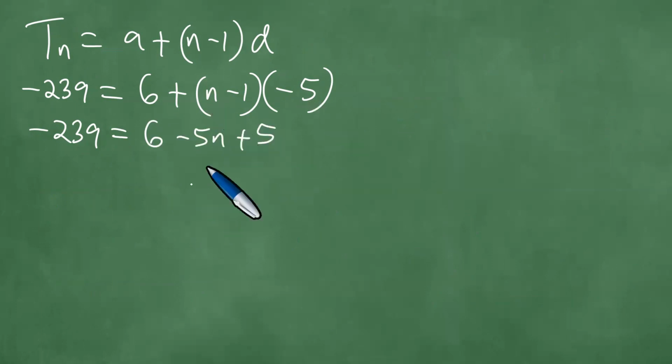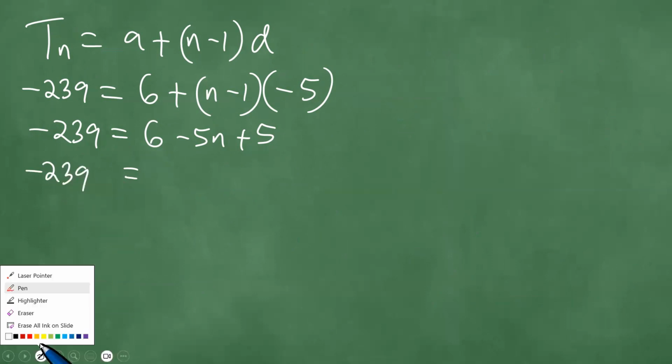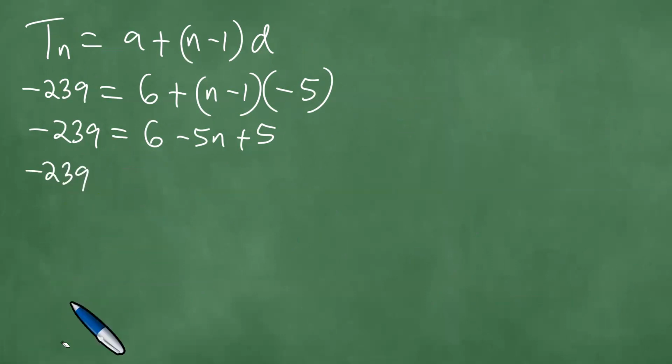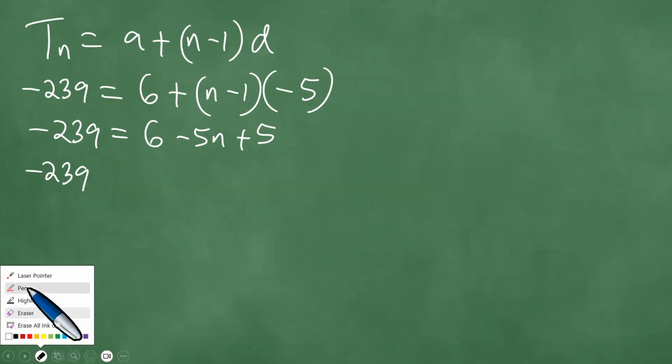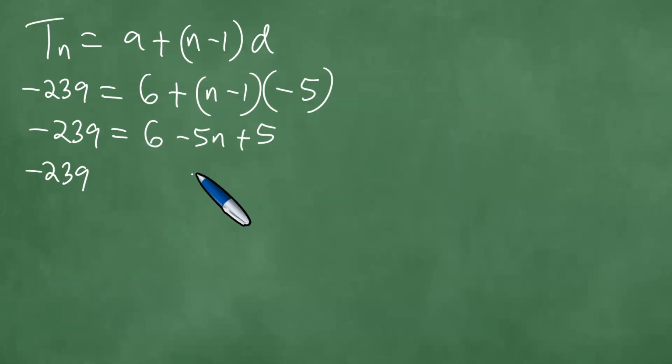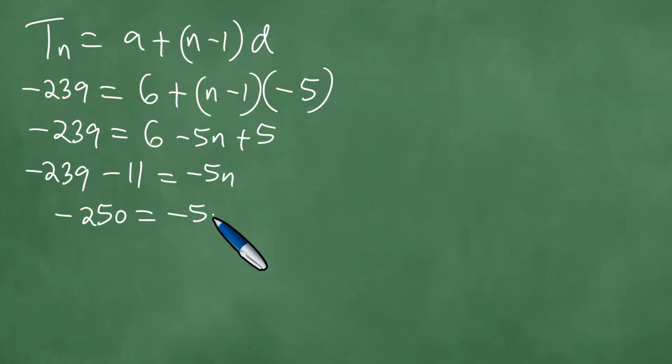Distribute by minus 5 here. So which means that we have minus 239. So what is 6 plus 5? It's 11. Good, and then you move it across. So this is minus 250 equals 5n. Then divide.